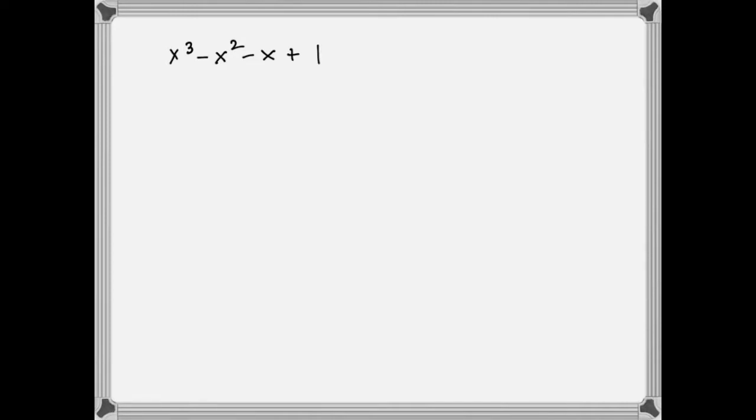So how do we factor this? We're going to use a method called factoring by grouping. Whenever you have 4 terms, it's worth trying this. We have x cubed minus x squared, and then on this one we have negative x plus 1.